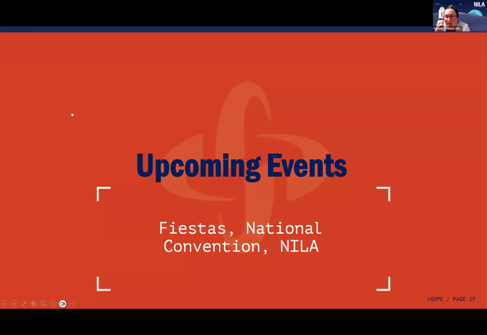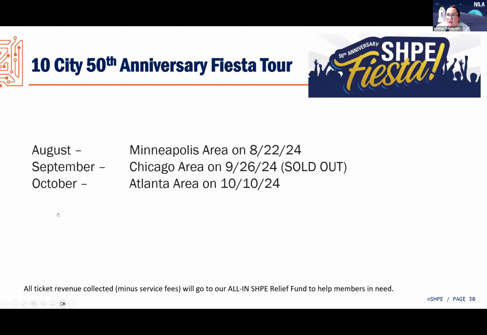All right. Next section is our upcoming events. So we have some fun things on the horizon here. We are at the tail end of celebrating our 50th anniversary year. So our Minneapolis Fiesta is in August. Our Chicago Fiesta is in September, but it's already sold out. And then October will be in Atlanta, and then November will be in Anaheim for National Convention.